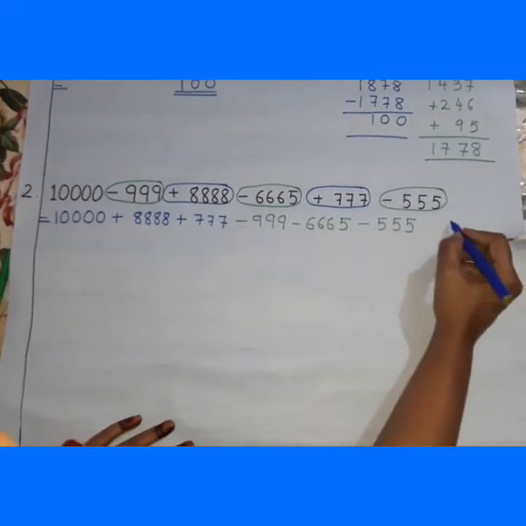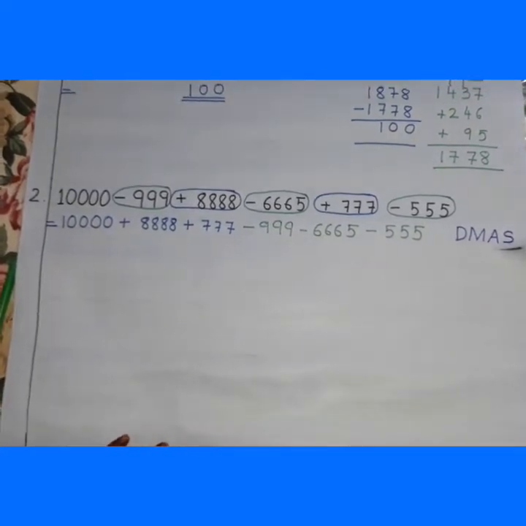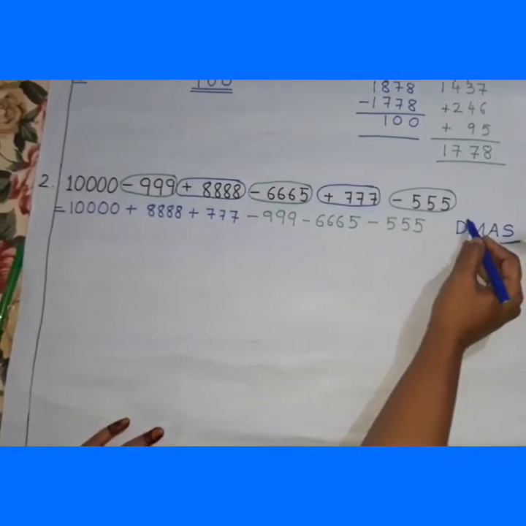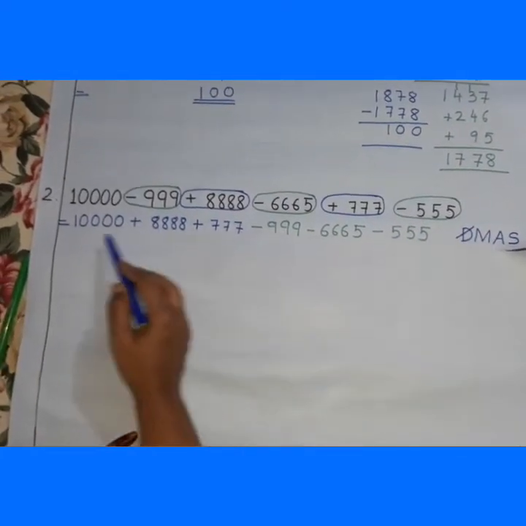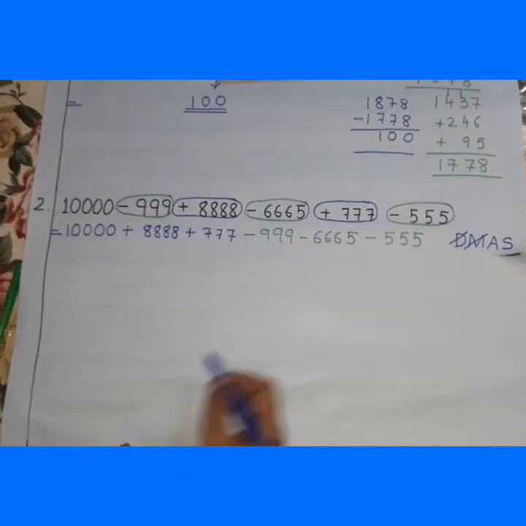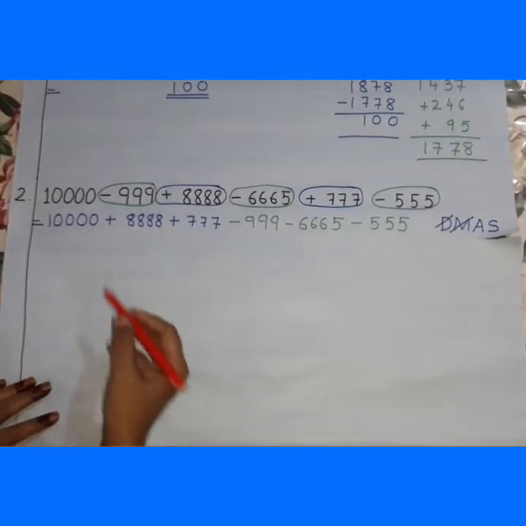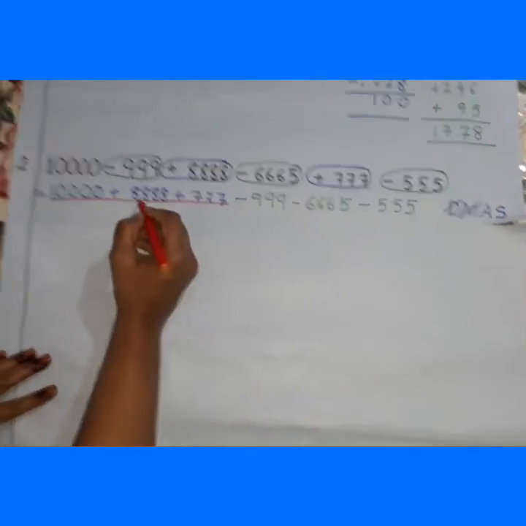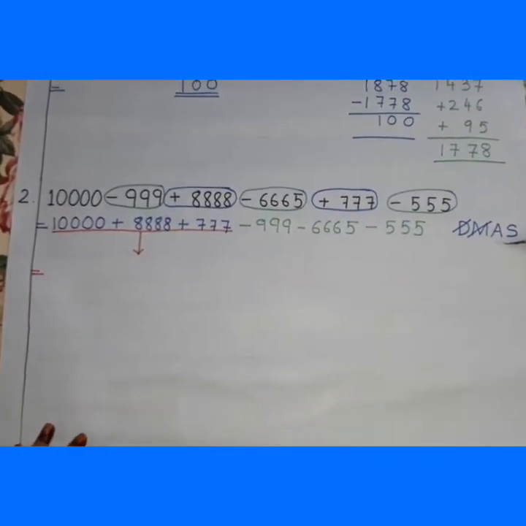We write here DMAS. Don't forget DMAS. Now D, division. Do we have a division here? No, we strike it off. M. Multiplication. Do we have a multiplication here? No. Strike it off. A. Addition. Do we have addition here? Definitely. We have addition here. So what do we do? We underline all these three numbers that need to be added. Make an arrow. Put an equal to sign. And then we are going to add up.